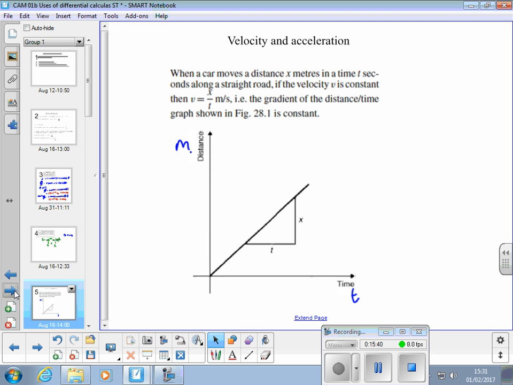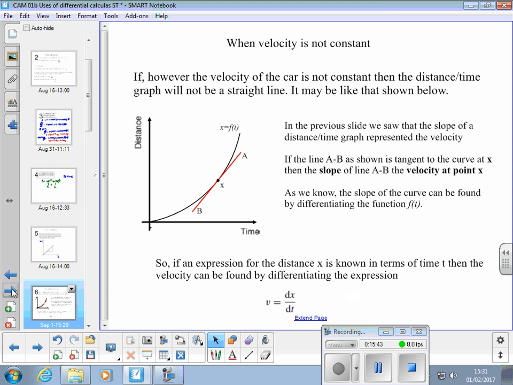If we look on the next page, velocity is not constant. So if the velocity of the car is not constant, the distance versus time graph will not be a straight line. It may be like that shown below. I don't really think one would, because that's suggesting it's carrying on accelerating forever and ever, and it's going to end up going really, really fast in the end. Okay? So that's not it, as it is gradually moving less and less distance with time.